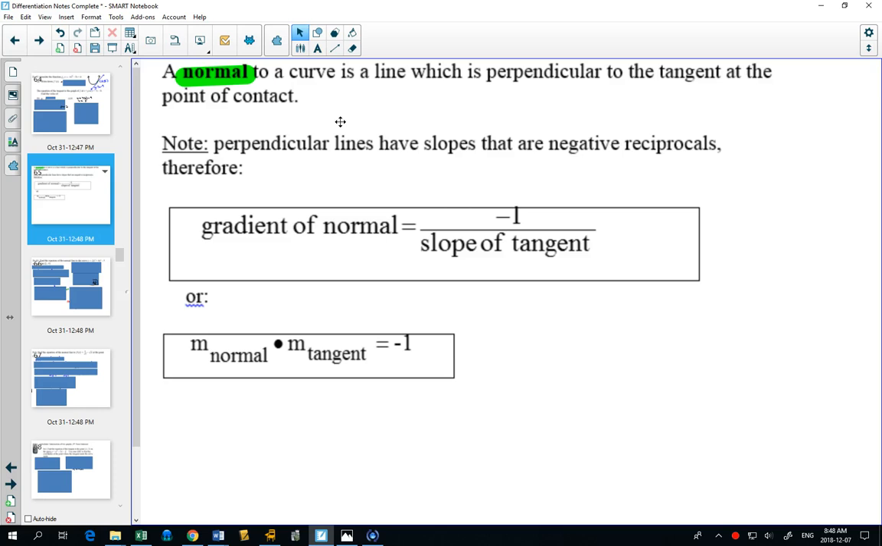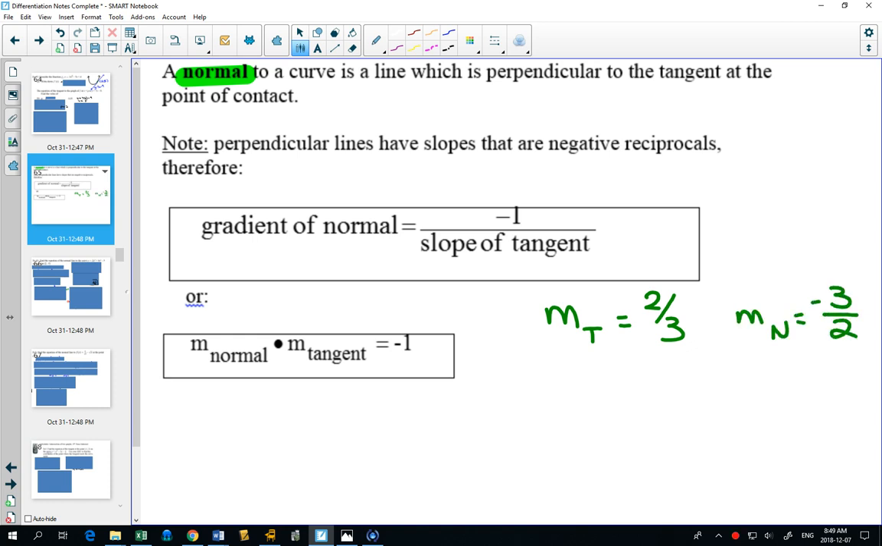That's where you take whatever slope you had, make it negative, and flip it. In English, we would say the negative reciprocal. In French, you would probably use the inverse, because reciprocal and inverse are switched in language. But if the slope of your tangent, so I'm going to go MT, was 2/3, then the slope of your normal would be negative 3/2. That's what the negative reciprocal means. If you multiply those two slopes together, you will always get negative 1.